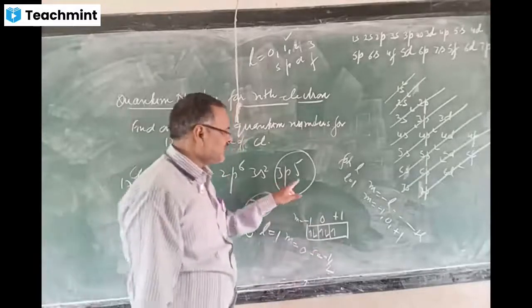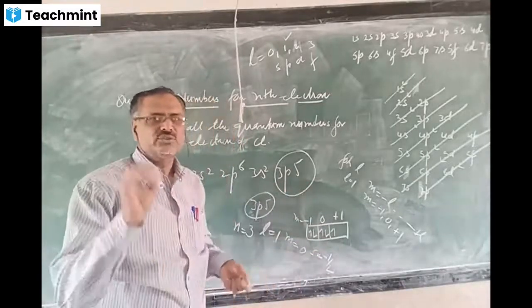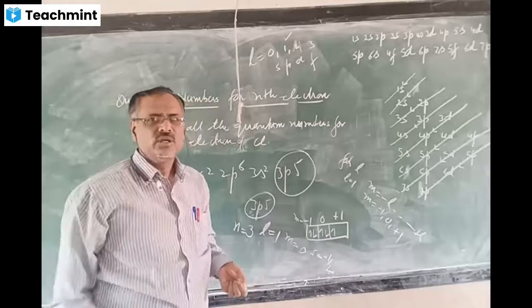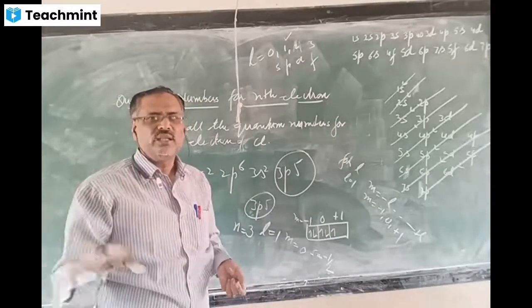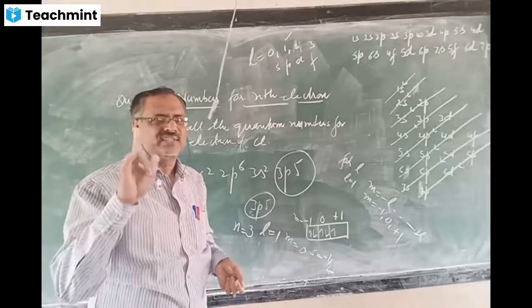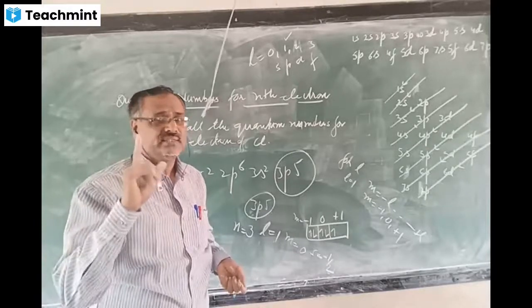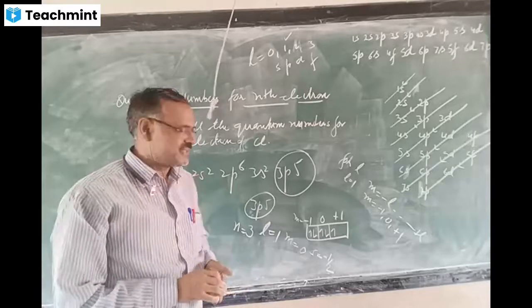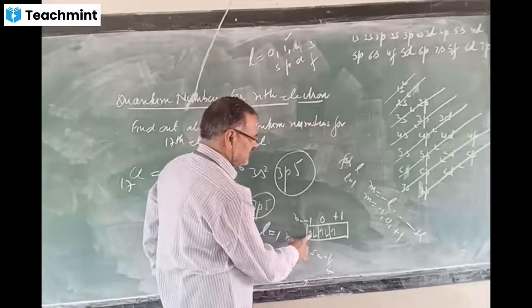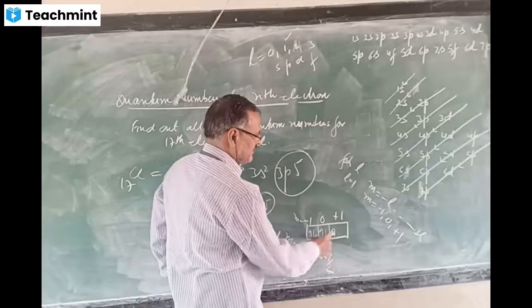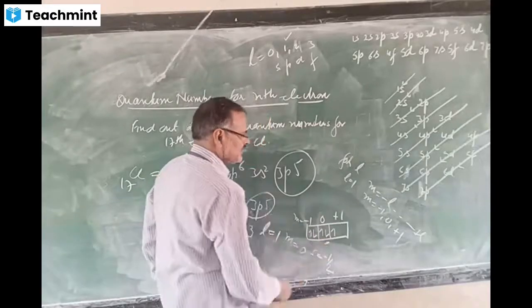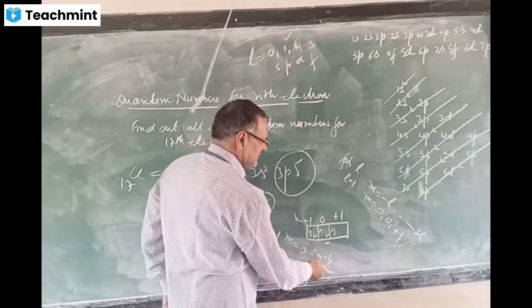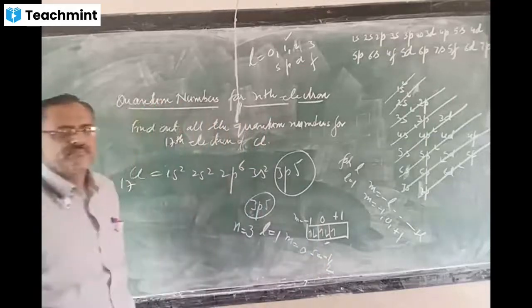Now you fill up the 5 electrons and just see where the 5th electron is going. So apply Hund's rule. By Hund's rule, first of all the degenerate orbitals will be filled singly. And after filling singly, then only the pairing will start. So first here 1, 2, 3, 4, 5. So the 5th electron is coming here. So that's why m is equal to 0, s is equal to minus half.